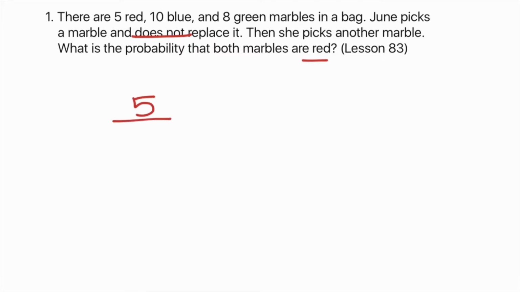So let's first start. We can see that there are 5 red marbles to choose from and a total of 10 plus 8 plus 5, 23 marbles. So she has a 5 in 23 chance of getting a red marble on her first draw. If she pulls out a marble and does not replace it, when she reaches in to grab another marble, there are only going to be 22 marbles to choose from. And there will no longer be 5 red marbles, assuming she got a red one on her first draw. There will now only be 4 red marbles. So we need to make a note of that for our second probability.